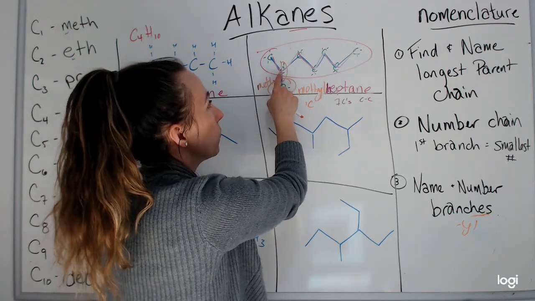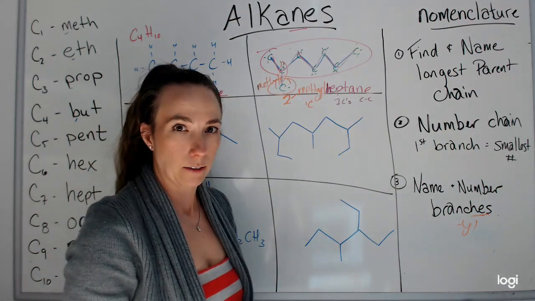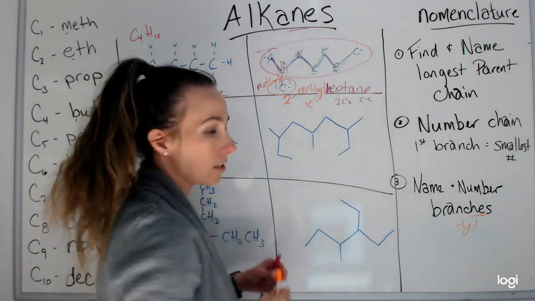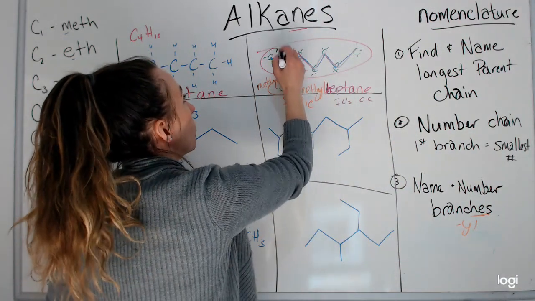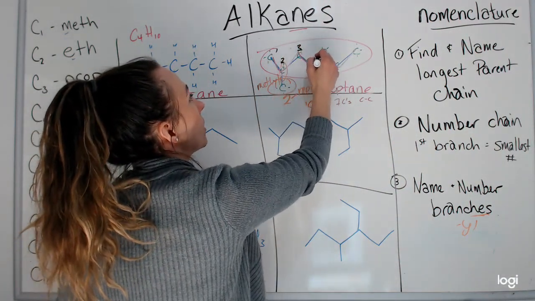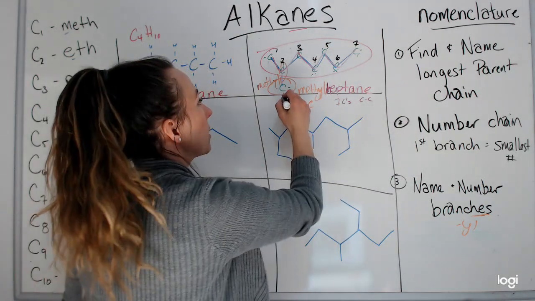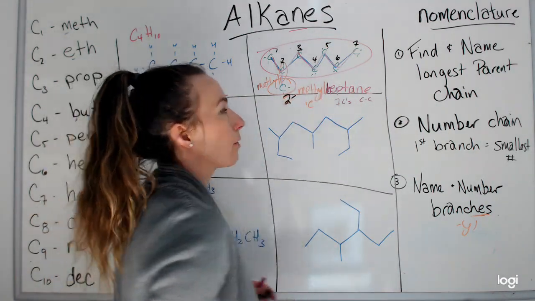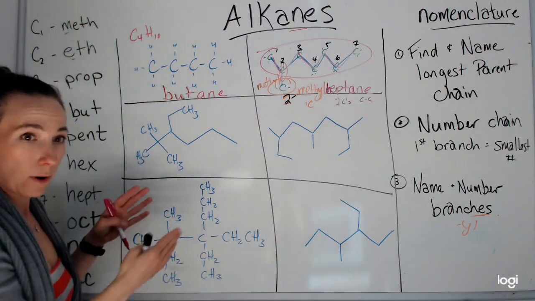So 1, 2. So this is going to be 2-methyl heptane. Okay? Because I'm going to number these carbons. Carbon 1, carbon 2, carbon 3, carbon 4, carbon 5, carbon 6, carbon 7. So this becomes 2-methylheptane. Okay, let's do another one.